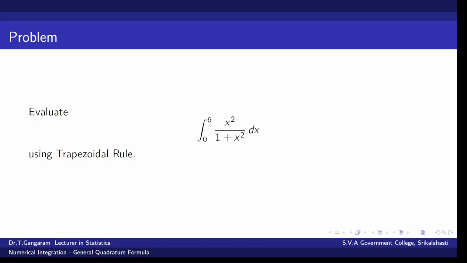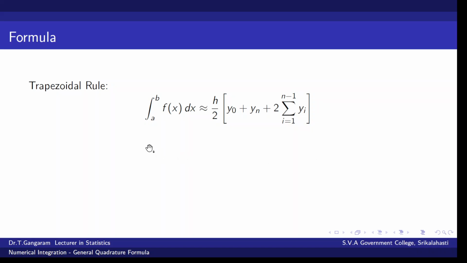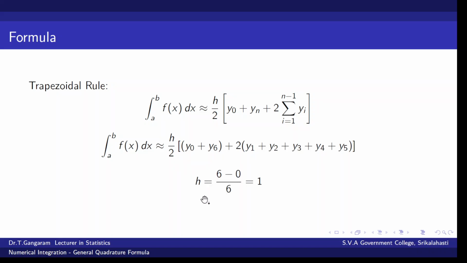This is the problem example for the trapezoidal rule. For application of the trapezoidal rule, evaluate the integral from 0 to 6 of x square by 1 plus x square dx. The trapezoidal rule is given by the integral from a to b of f of x dx is equal to h by 2 into y naught plus yn, first term plus last term, plus 2 into remaining terms. This is approximately equal to; we need to decide the number of intervals first. Let it be n is equal to 6.